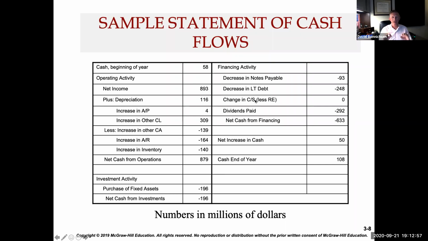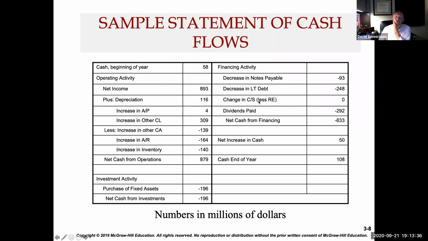Financing relates to debt and equity. So when we see financing activity, if we look at the balance sheet, we can see that notes payable, as Morgan indicated to us, went from 119 million to 26 million, right? So we paid down debt. We used cash to pay down short-term debt. We also used cash in the form of $248 million to pay down long-term debt. We went from 1091 to 843. We paid down debt, right?